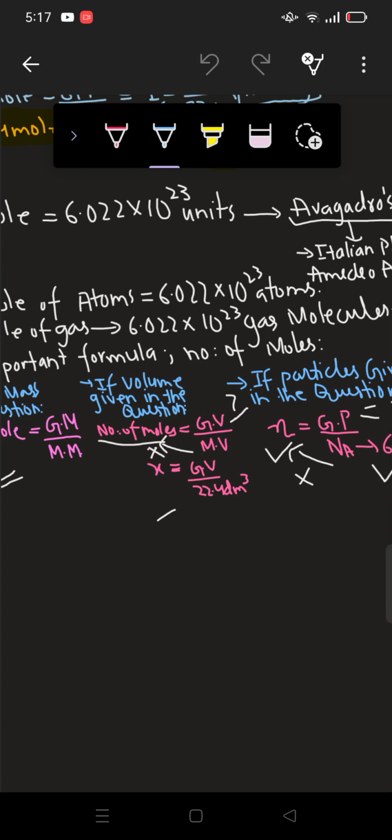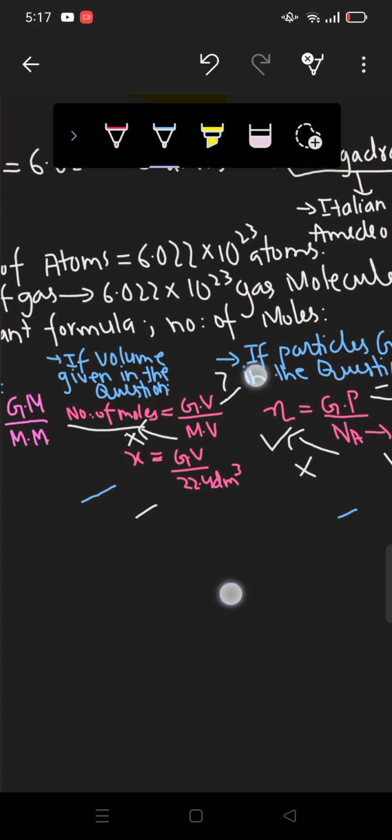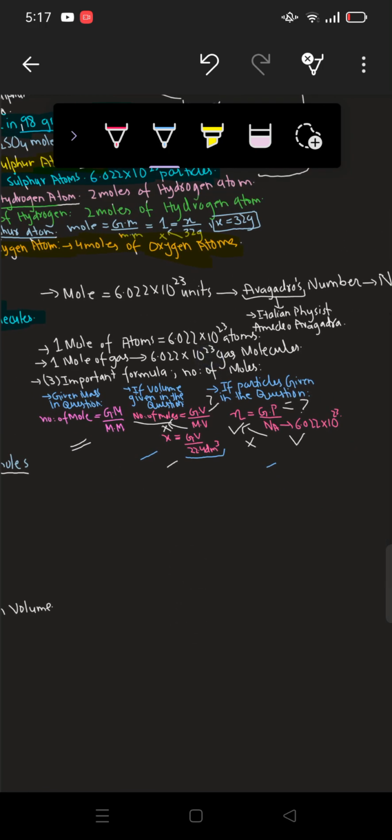The second formula was when the number of particles is given in the question, then you can divide those given particles by Avogadro's number, which is equal to 6.022 × 10^23 particles, and then you can get your number of moles, right? The third formula was on the basis of volume. When a volume is given in your question, then you can divide that volume by the molar volume, and the molar volume of any gas at STP is always equal to 22.4 dm3. When you divide your given volume by 22.4 dm3, you will get your number of moles, right?